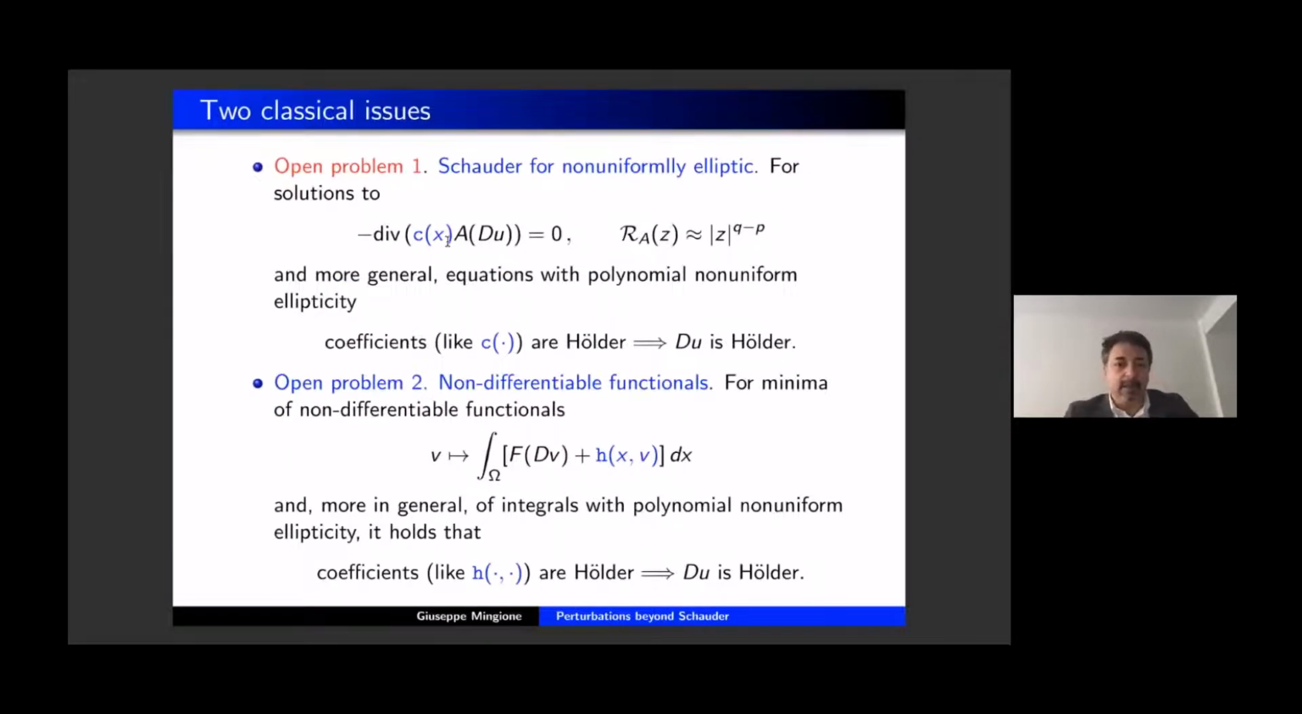And these are two open problems. And the related open problems are the following. The first one is to prove, just already in this simple model case, where you get a non-uniformly elliptic operator in the sense that the ellipticity ratio goes like |z| to the q minus p as before, that adding Hölder continuous coefficients yields Hölder continuity of the gradient. And the second classical open problem, which has a more variational nature, is to do the same as before, as in the previous slides, but for non-uniformly elliptic integrands.